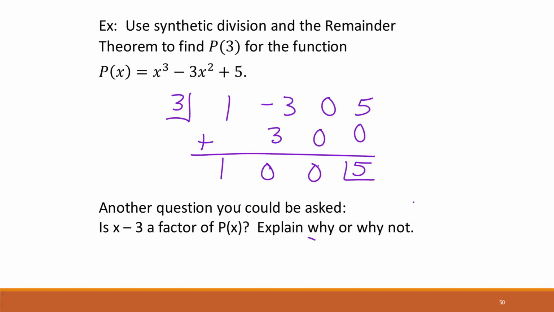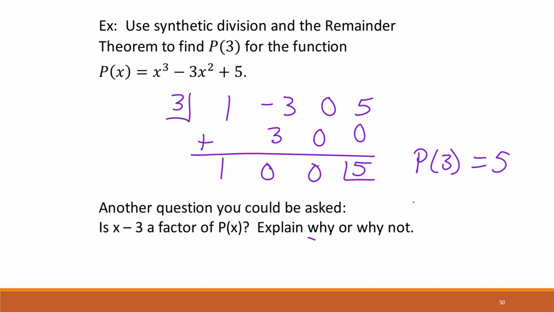So is x minus 3 a factor? We know here that p of 3 is going to give us the remainder, which is 5. So that's our solution for p of 3. You could substitute in 3 to this equation and you would get p of 3 equals 5.